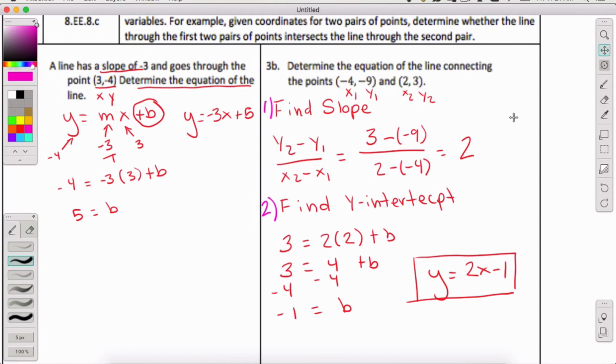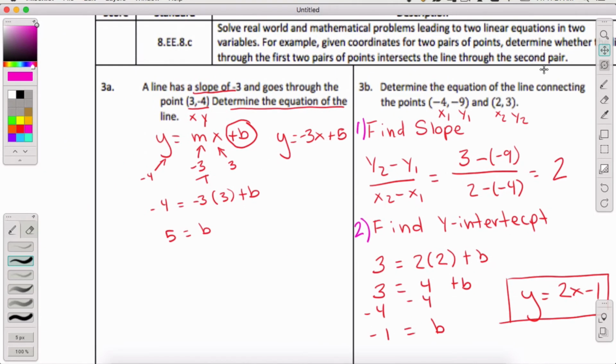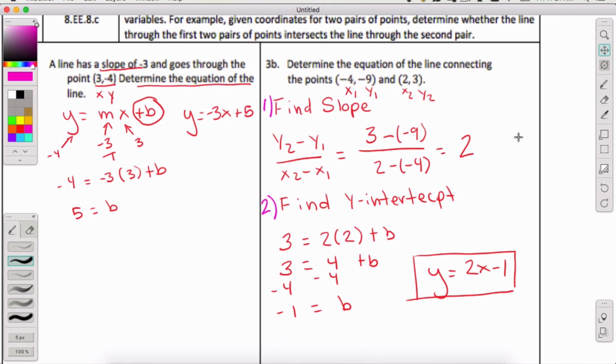So the way that this page is set up is that 3A gives you the second step for 3B, but there's a first step that you haven't gotten to yet. So we need to find the slope by finding the difference between our y's and the difference between our x's.